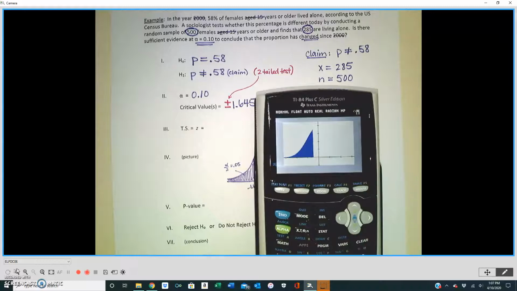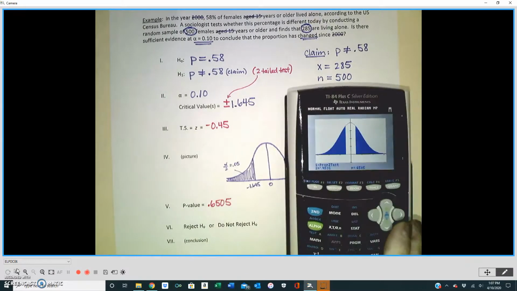And don't try to reproduce what the calculator is showing. See, they have a lot more shading than what we have. And I can tell you this, guys, when you see the calculator start shading a whole bunch of stuff, that doesn't look good for your claim. We're hoping the calculator doesn't shade much at all. Here's the test statistic, negative 0.45. Here's the p-value, 0.6505. So we're going to copy those down. Negative 0.45 and 0.6505. That's what the calculator told me.